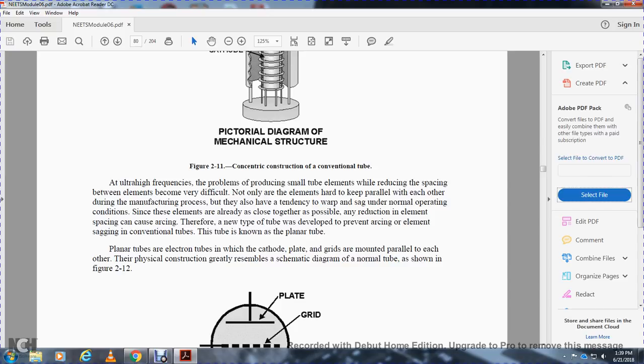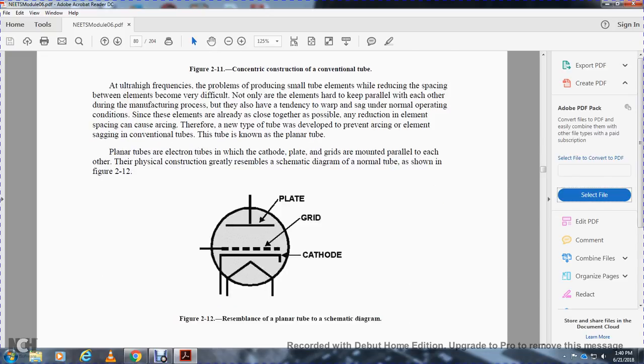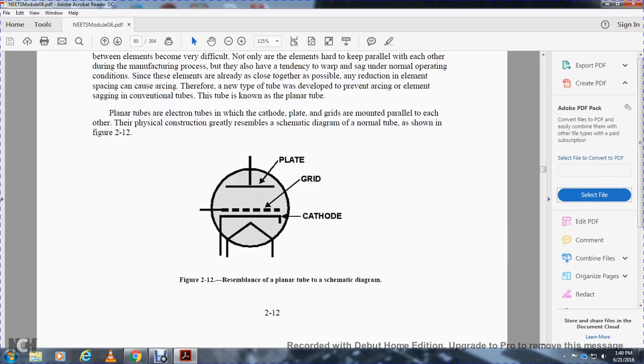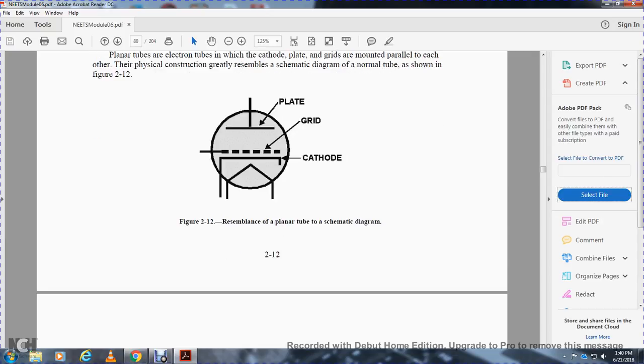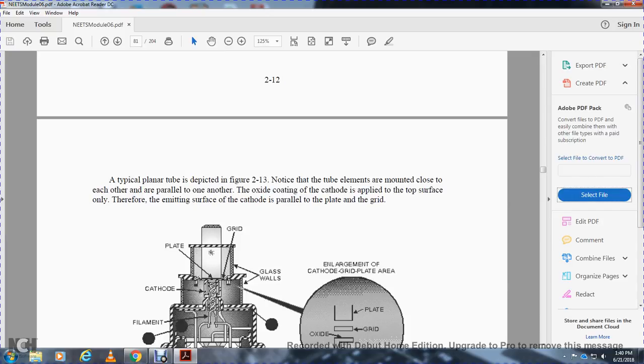The planar tube is an electron tube in which the cathode, plate, and grids are mounted parallel to each other, and the physical construction greatly resembles the schematic diagram. A normal tube is shown in figure 2.12. Figure 2.12 shows how the planar tube resembles its schematic diagram. You see the plate, the grid, and the cathode. A typical planar tube is depicted in figure 2.13.